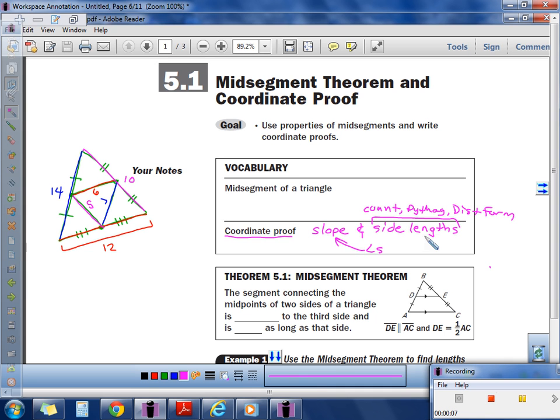In the past, we proved what types of triangles we have. We classified them by their side lengths. We said, are they right triangles or not? We're going to do some similar stuff with these.